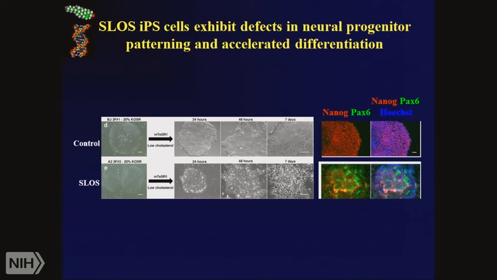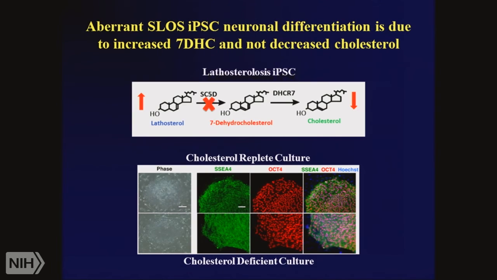And so this is an interesting process, it suggests that when you induce the biochemical defect, you get this precocious neuronal differentiation. And we wanted to separate, well, is that because we made the cells cholesterol deficient because they can't make the cholesterol, or is it due to the accumulation of 7-dehydrocholesterol? So we made an iPS cell from another patient that we have who has one of these other defects in cholesterol synthesis. They have what's called lithosterolosis. They have a defect in the conversion of lithosterol to 7-dehydrocholesterol.